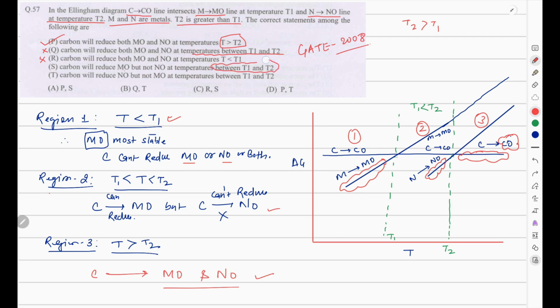For region 2, temperature between T1 and T2, carbon will reduce MO but not NO. So this is a correct statement. The next one: carbon will reduce NO but not MO. So this is wrong. So for this question, clearly P and S are correct. So option A is correct. Now moving to the next question.